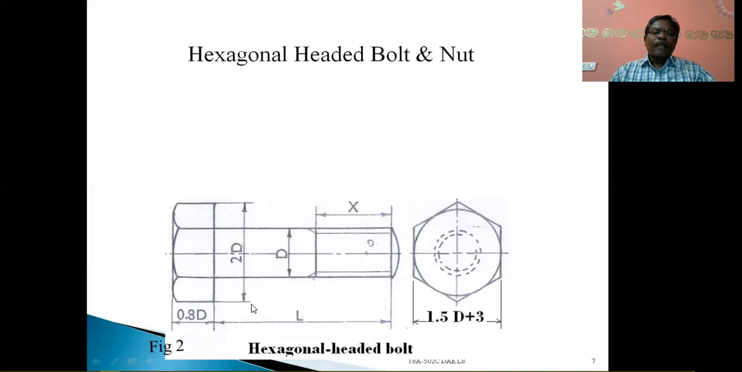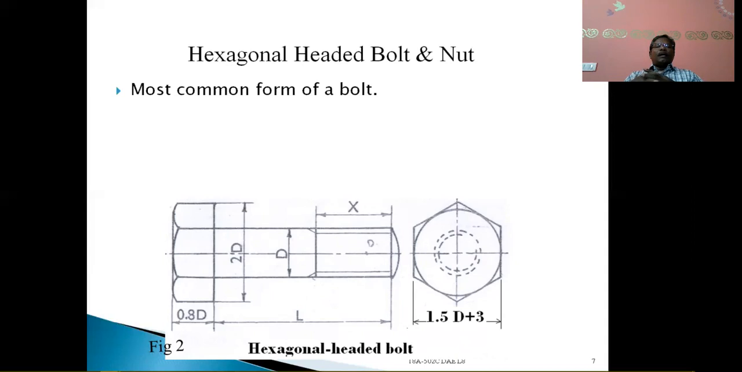That means the shank diameter or nominal diameter of the bolt is d, and the height of the bolt head is generally 0.8d, whereas the corner to corner head distance is 2d, whereas face to face is 1.5d plus 3. And these proportions we must remember. And also we should know the length of the threaded portion. So let us see what are the empirical relations we are having for this. This hexagonal head bolt and nut are the most common form of bolts, right?